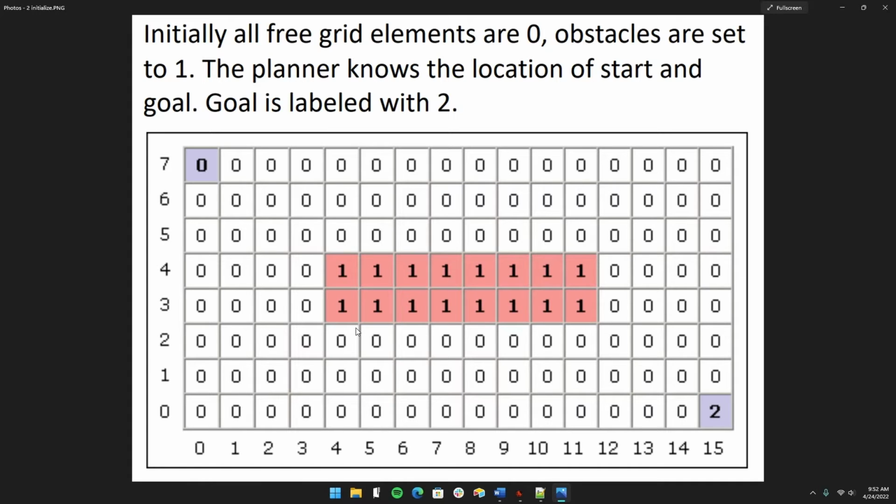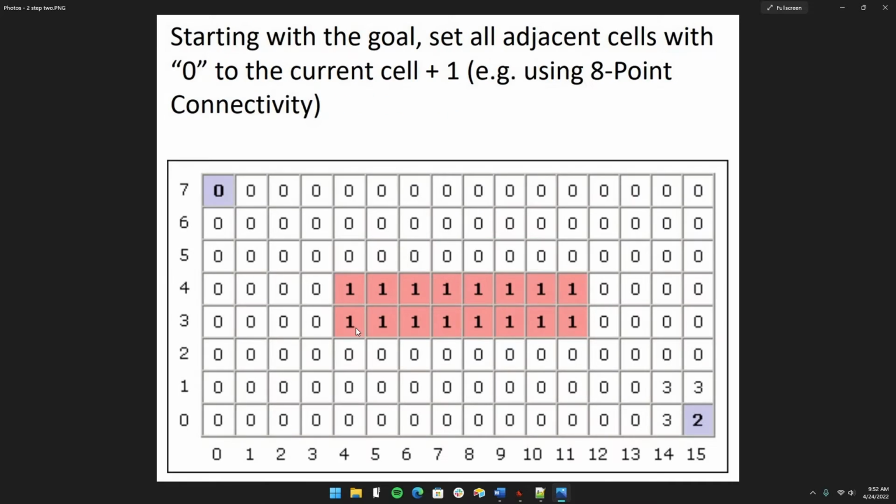From there, it's a matter of starting at the goal cell and setting all the free space or 0 value neighbors to that cell to the cell's value plus 1. So another way of putting that is any white square next to the current cell gets a value of the current cell plus 1. So here you see the blue goal cell on the bottom right, and every neighbor next to that goal that's used to say 0 is now set to 3, taken from the goal's value of 2 plus the 1.